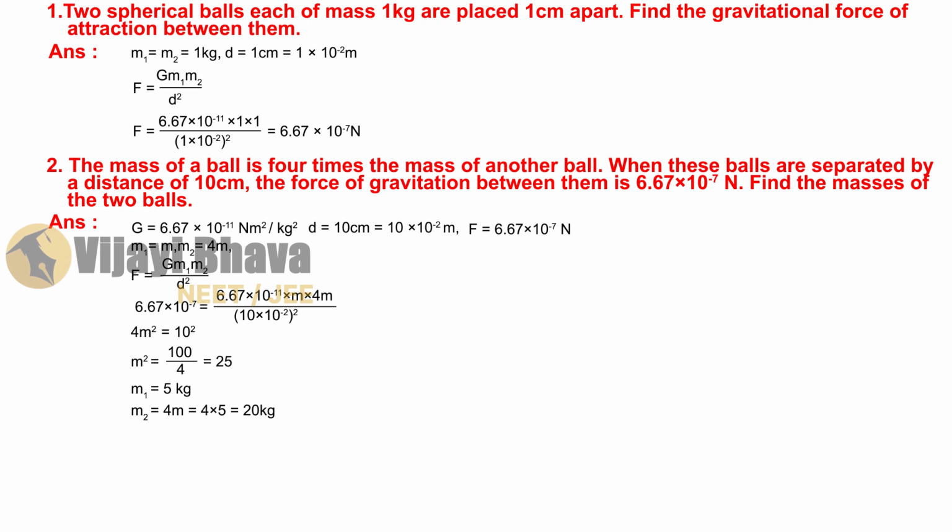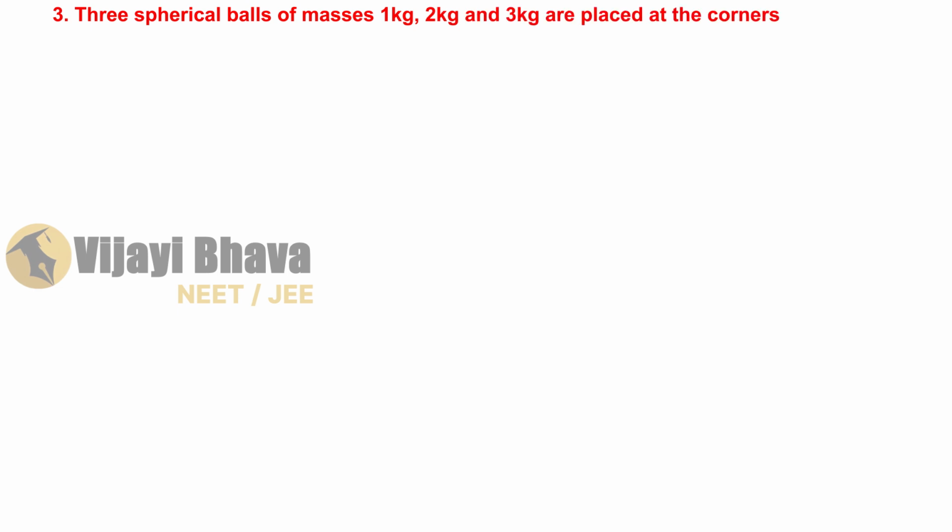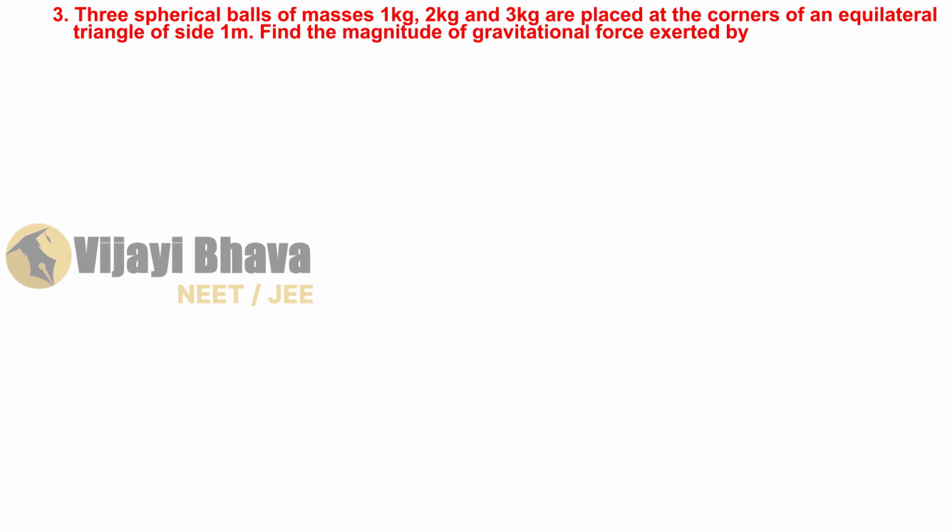The third numerical in this series. Three spherical balls of masses 1 kg, 2 kg and 3 kg are placed at the corners of an equilateral triangle of side 1 meter. Find the magnitude of gravitational force exerted by the 2 kg and 3 kg masses.